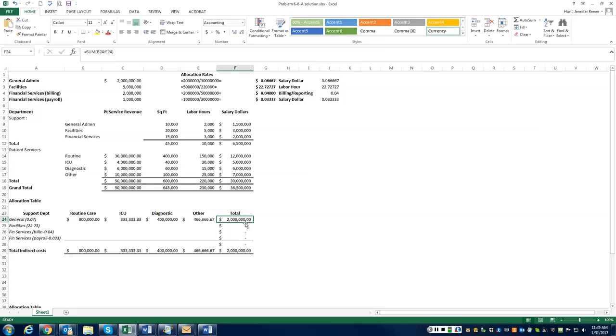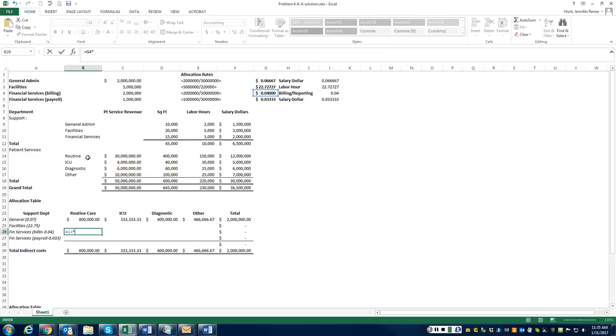And again, just a quick gut check. This number should equal the number that you're allocating. So we are right on track with $2 million. And again, you can continue that on down. Let's go ahead and do one of the financial services ones. So the question was asking, what would the allocation table look like if we were to split financial services apart? So let's take billing and reporting. We have 0.04. We said for that, we're going to use patient service revenue.